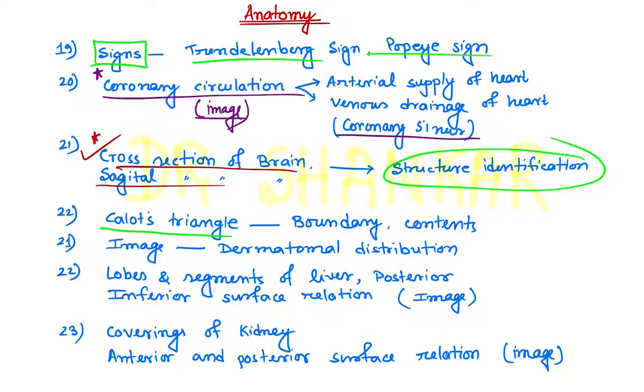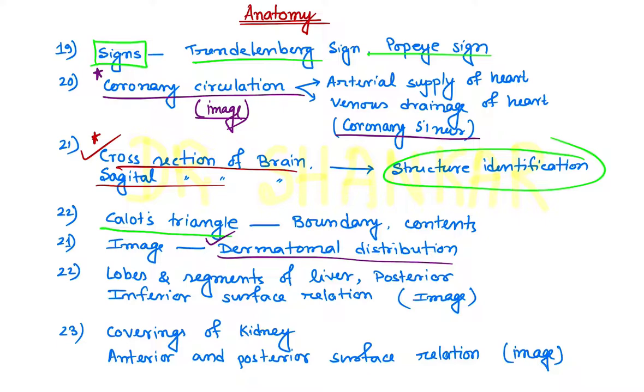Then image based questions about dermatomal distribution. Suppose this region is the angle of mandible, this region is supplied by the great auricular nerve. Or the first web space of the foot, this region is supplied by which nerve, like the deep peroneal nerve. So dermatomal supply related questions are important, along with superficial or sensory supply.